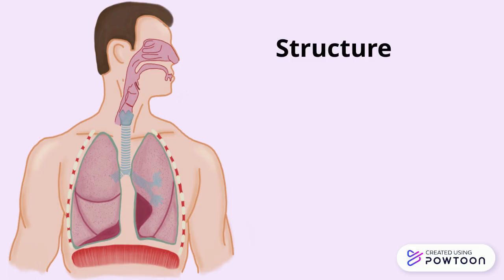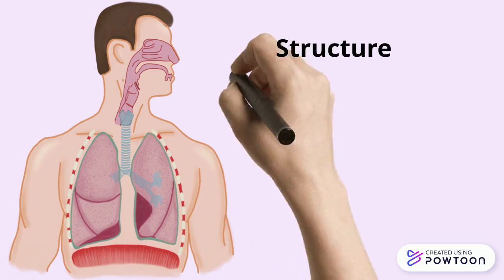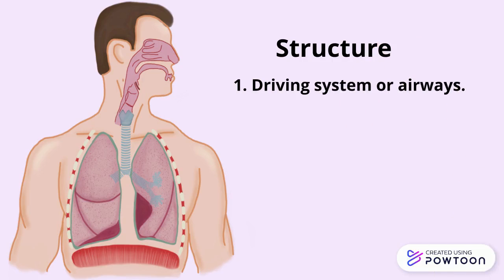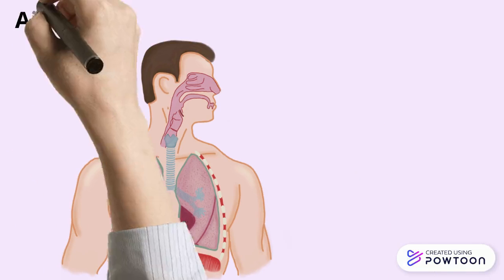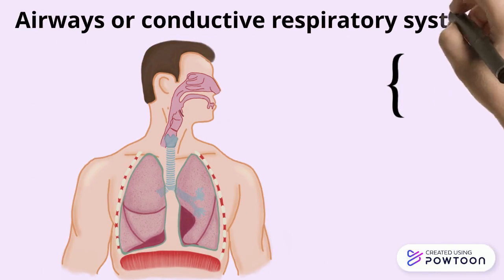Structure of the respiratory system. The respiratory system is divided into two parts from the functional point of view: driving system or airways, and exchange system or alveolar surface. Airways or conductive respiratory system.